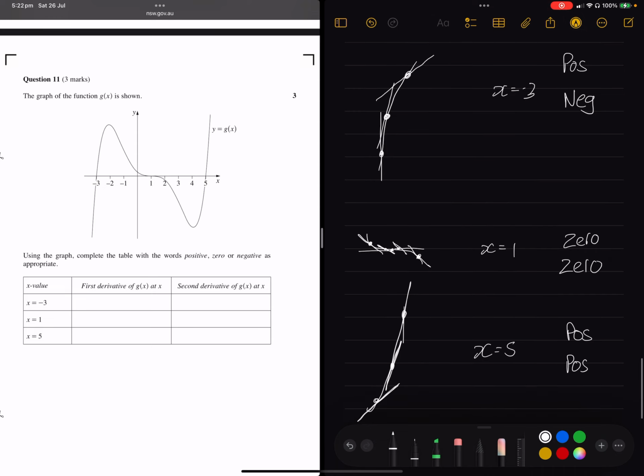So we end up with x is minus 3, first derivative positive, second derivative negative. X is 1, first derivative 0, second derivative 0. X is 5, first derivative positive, second derivative positive.